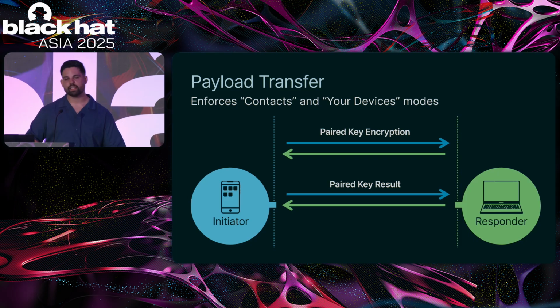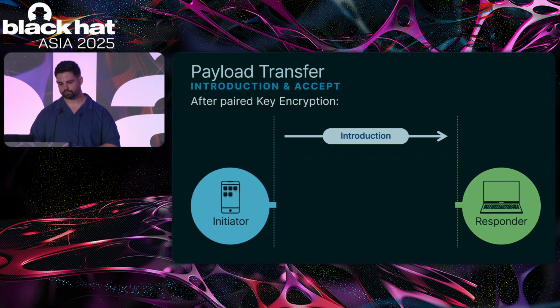So basically, QuickShare offers device visibility modes that can define who is allowed to send files to the current device. The visibility mode can be set to everyone, only contacts, or only devices that are linked to the same Google account. Now, all modes except your devices require physical acceptance of the receiver with the file introduction dialog.